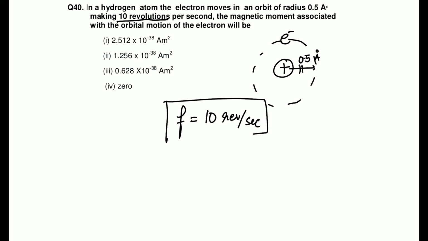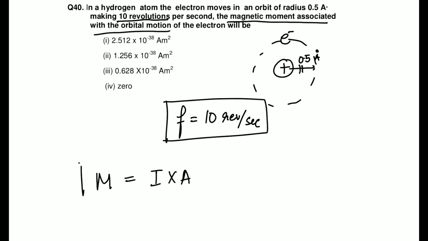Now here you have to understand, it is making 10 revolutions, so basically we are given the frequency, 10 revolutions per second. Whenever frequency is given, we are supposed to find out the current. Here the magnetic moment associated with the orbital motion is what we are supposed to find out. So we know magnetic moment is given as I times A. This is how you find out your magnetic moment.